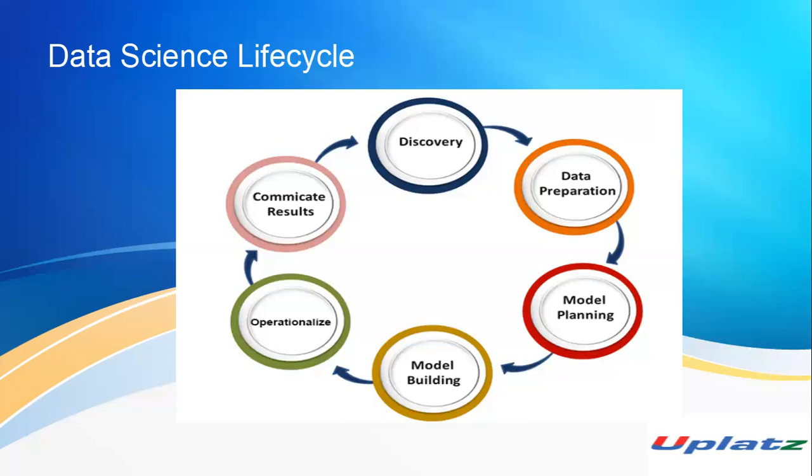Then finally, communicate the results. In this phase, we will check if we reach the goal which we have set in the initial phase. We will communicate the findings and final result with the business team here. So this is the last phase, which is to communicate the results. So this is the data science life cycle.